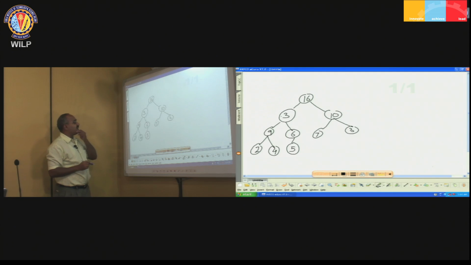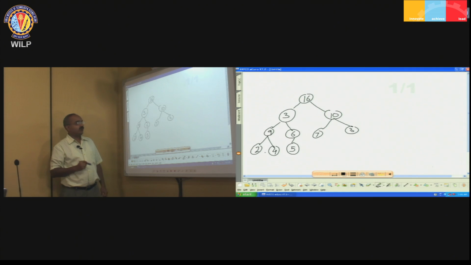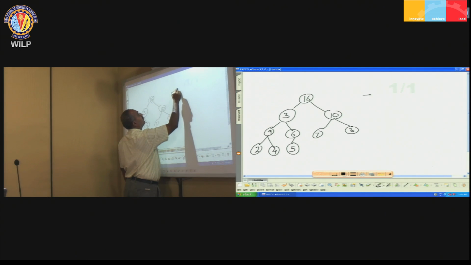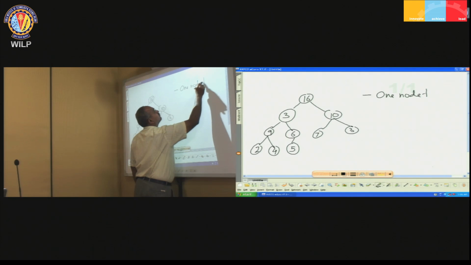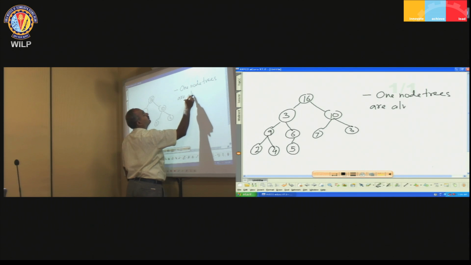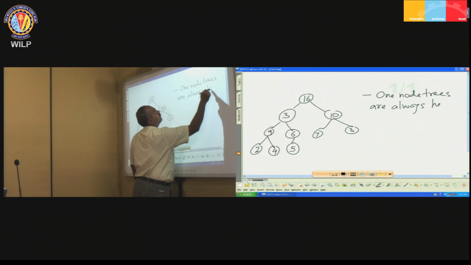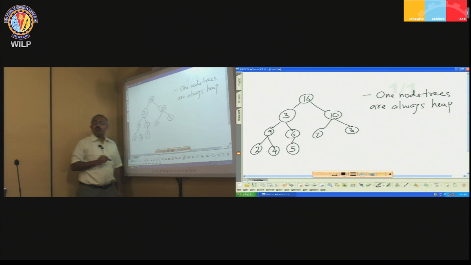Now, what we see is, if I start looking at the complete binary tree from the leaves, what we know is one node trees are always heaps, right. So, just a small observation that we are going to use is one node trees are always a heap. So, if I start from the leaves 5, 4, 2, 3, 7, these are always going to be leaves. Now, let us try to look at here.